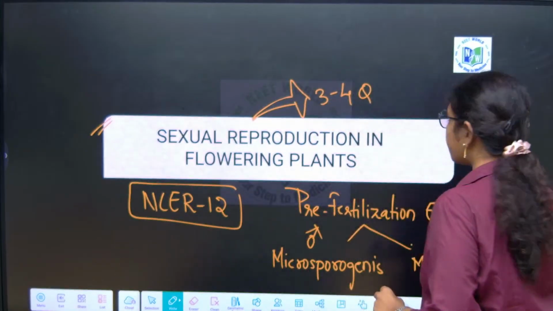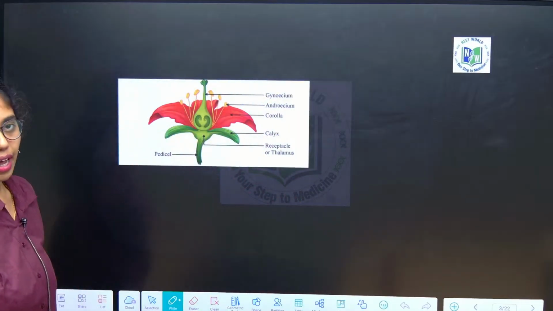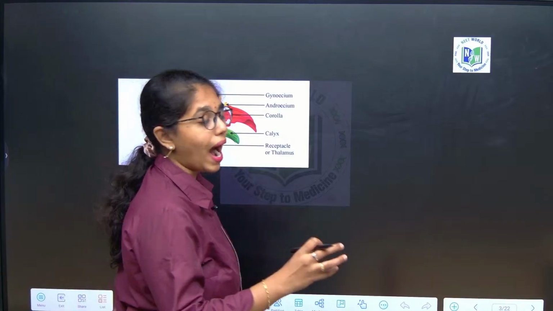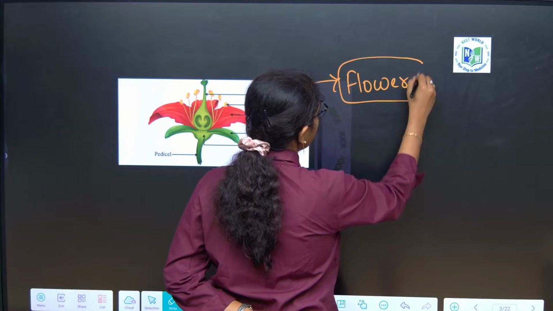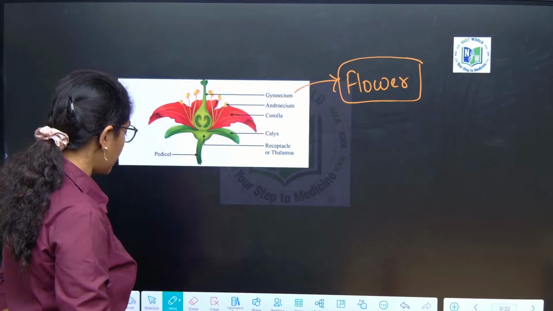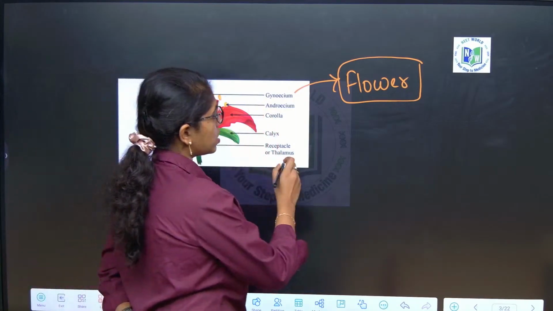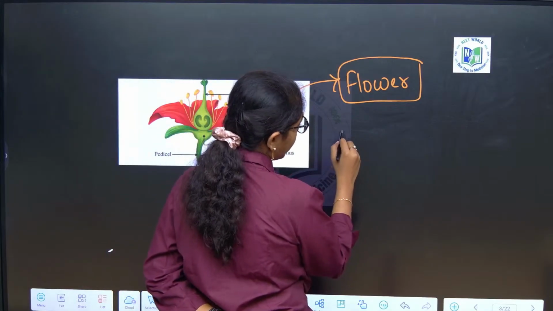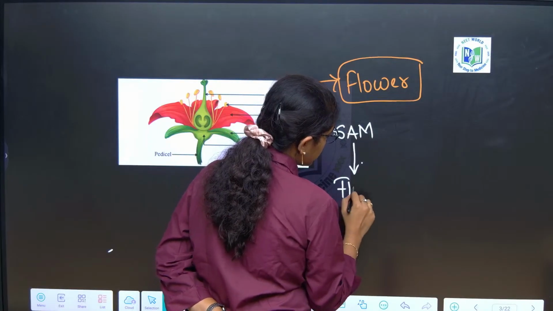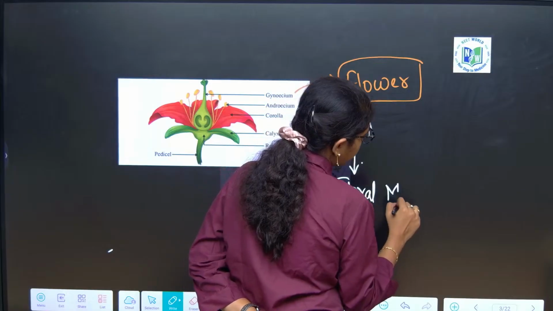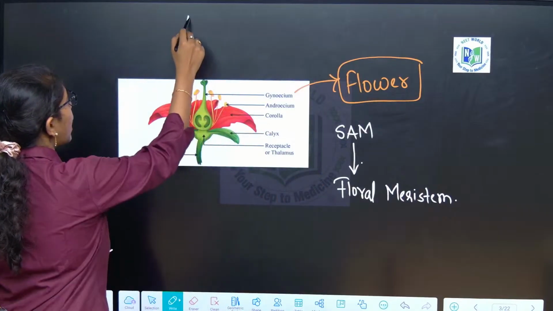Let us get started with the basic concepts from the initial part of sexual reproduction of flowering plants. First, you have to know how a flower is formed. There are 3 to 4 lines in your NCERT giving a brief description of how the flower is formed. First, the inflorescence is formed, that is, the shoot apical meristem turns to floral meristem. We are talking only about angiosperms.